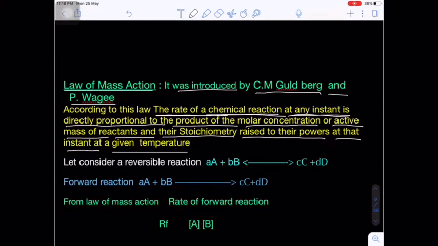This is very important. Temperature must be constant because it is also one of the factors which affect the rate of a reaction. That's why the temperature must be kept constant.